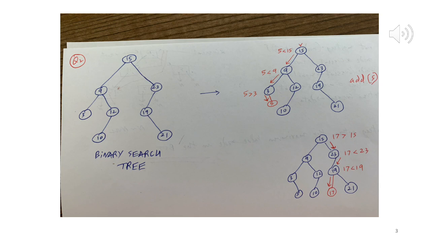So moving to 17 this time. To add 17, it is greater than 15. So we have to go left or right, we have to go right. So going right, comparing 17 and 23, 17 is less than 23, go left. Go left to 19. 17 is less than 19, go left. Left is nothing, so install 17 there.